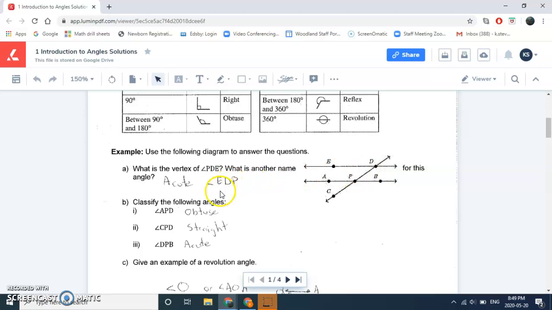What's another name for the angle? Well, we could use EDP, right? We could do it backwards, so that would be another name for the angle. So it's acute and it's EDP.